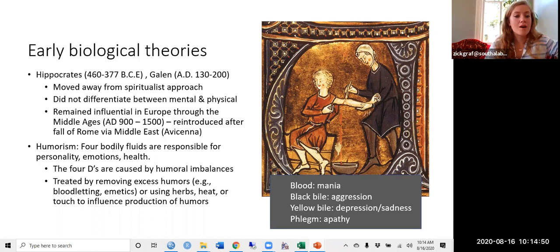Common treatments using a humoral understanding were things like bloodletting, which got rid of blood, which was associated with happiness. But when there was excessive blood, it might be associated with things like aggression, mania, fever, and on the medical side. Or emetics, which help to get rid of bile by making someone vomit. So black bile was associated with aggression and anger, yellow bile with sadness. And then the last humor was phlegm or mucus, which was associated with apathy. Not all humoral treatments involved removing humors. They also used external treatments like topical treatments, heat, massage, or medicines like herbs to try to cause the body to produce or get rid of humors.